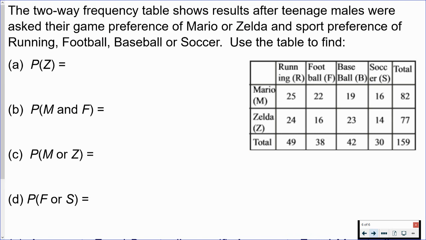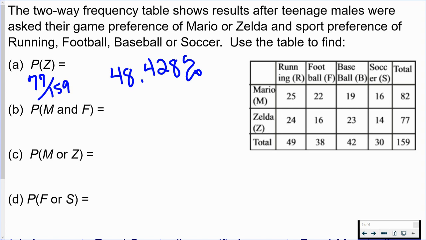We're using a frequency table showing results after teenage males were asked their gaming preference of Mario or Zelda, and then a sport preference of running, football, baseball, or soccer. Okay, so first one, we want to find the probability of Z. So we're looking at Zelda. The probability that they picked Zelda, that was 77 out of 159 total. I'm just going to go ahead and write the percent because we're going to run out of space. So 77 out of 159 would be 48.428%.